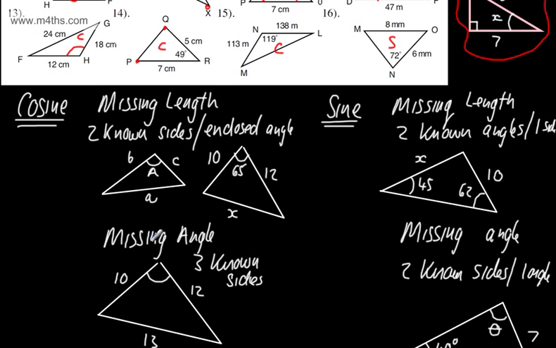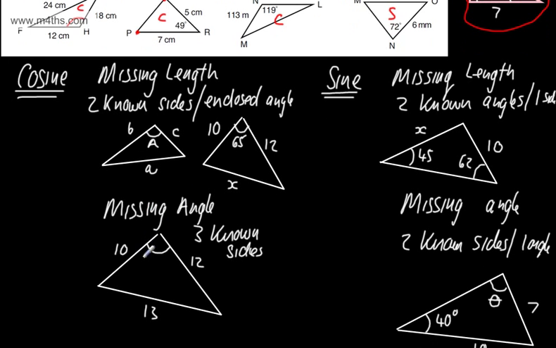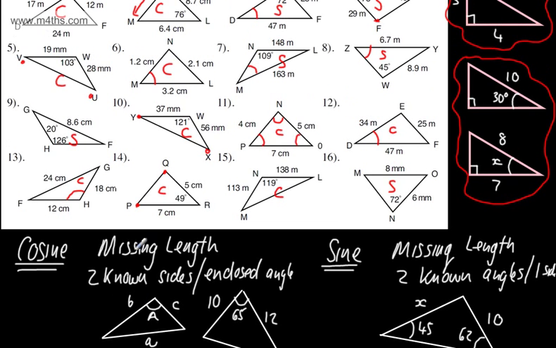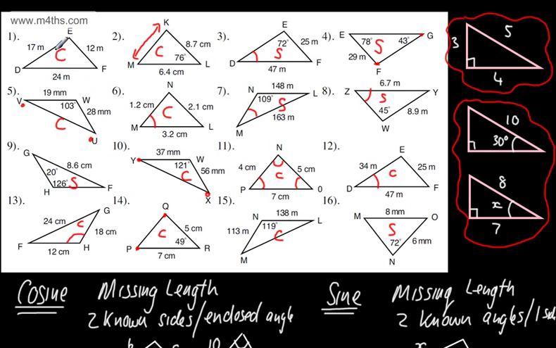We also saw that we could find a missing angle if we had three known sides. So if we look at this one right here, we could use the cosine rule to find any of these missing angles. In the video we're going to work through some basic examples. We'll then look at the proof, and in later videos we'll combine the sine rule, the cosine rule and our trig ratios to solve problems in context. So let's start off by looking at finding a missing length.